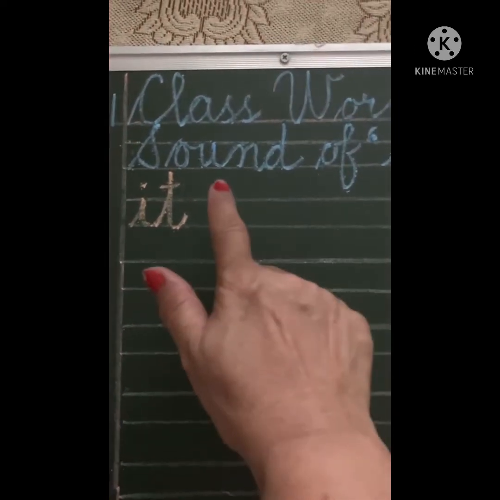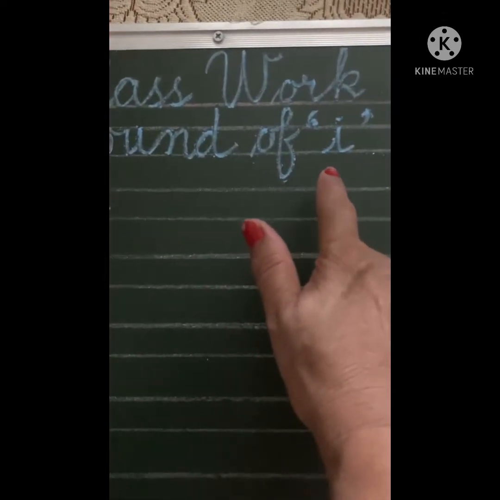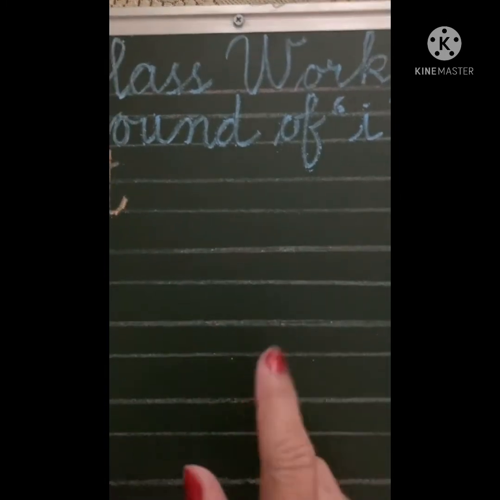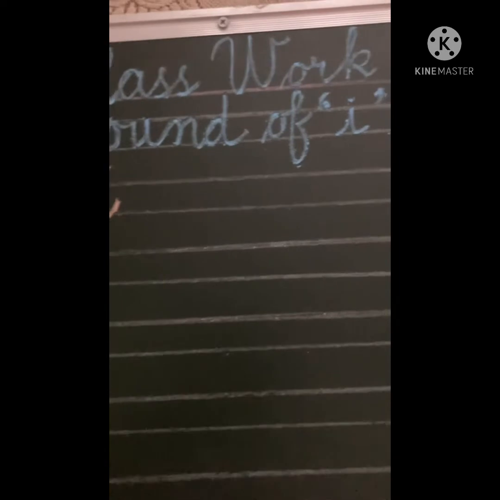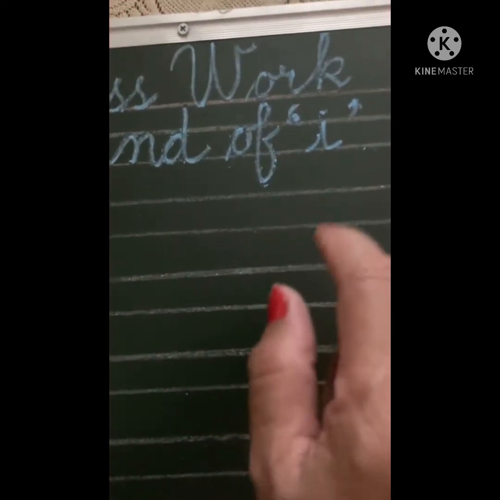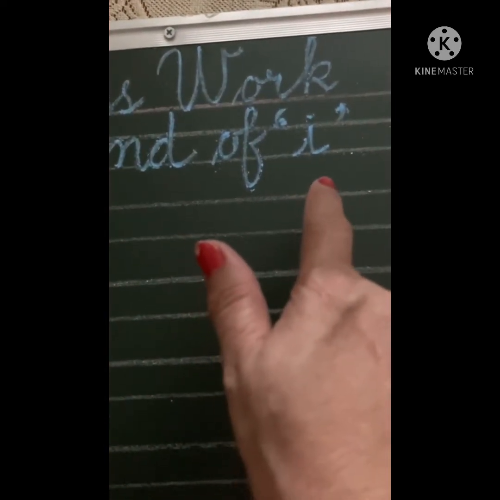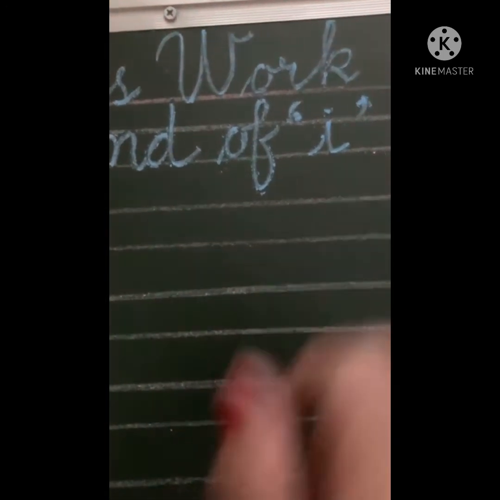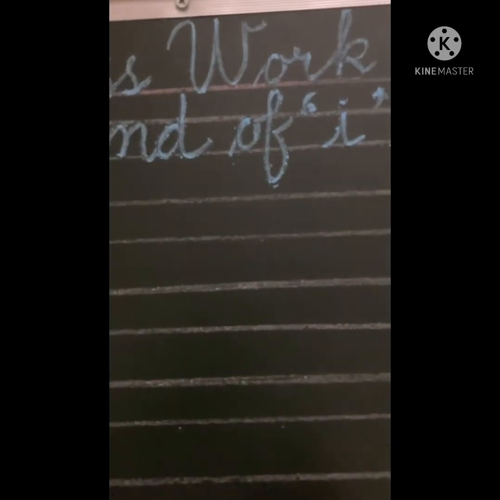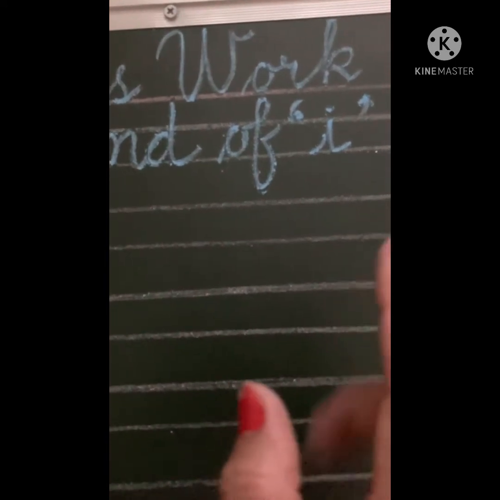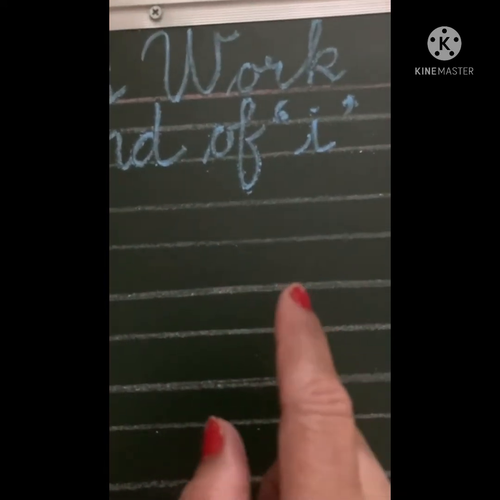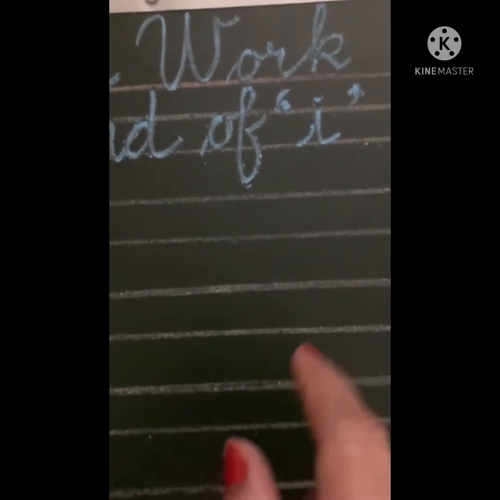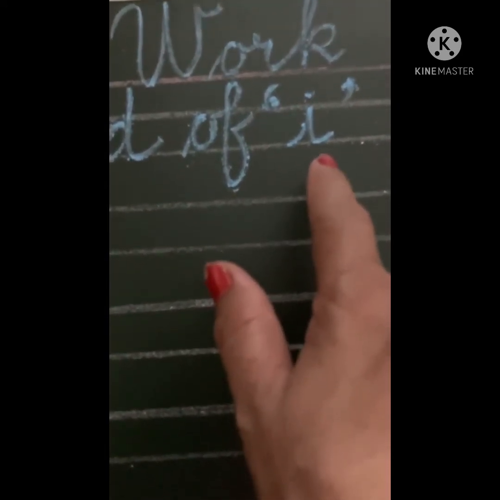Today we are going to take up a new sound, that is the sound of I, and I sounds E. Just like we have done CVC words with the A sound and E sound, today we are taking up I sound words, and the sound of I is E. Just like A gives a sound, and E has an A sound, I has got the E sound.